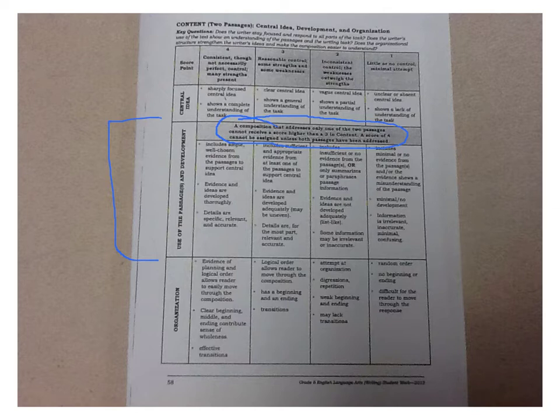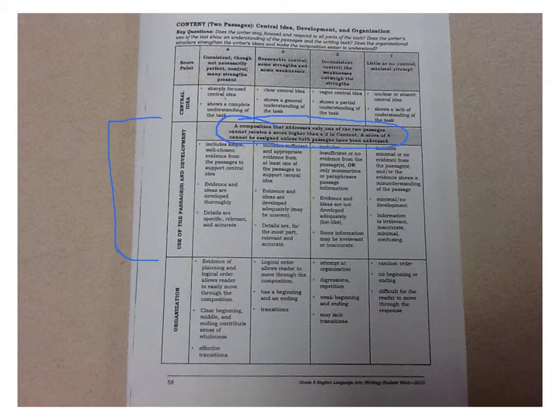What you're going to probably fall into is points in this range. We want to make sure that all your evidence and ideas are developed thoroughly, and they're specific, relevant, and accurate. That means that your details are correct. They are important to your stance or how you are responding to the passage. So that is something good to know. Just as long as your evidence is well chosen and it's important to your central idea, you'll be fine.